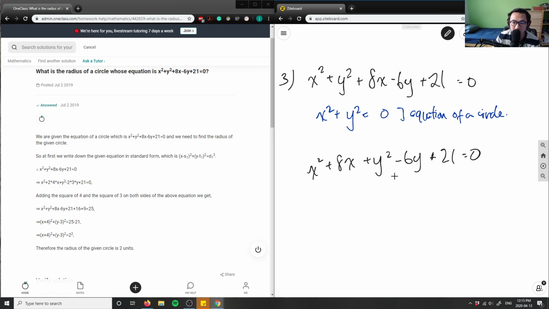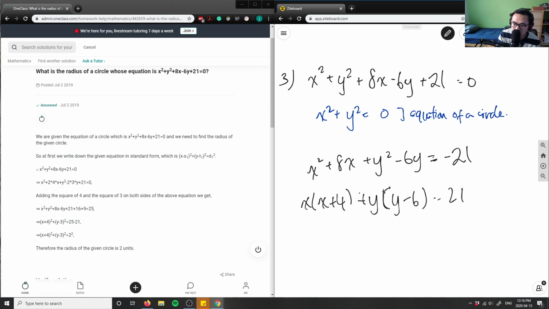And then what they're doing, actually, let me put 21 on the other side. So this here would be equals negative 21. I'm subtracting 21 from both sides, right? And then what they're doing is they're collecting like terms. They're going to factor out the first two terms here, common factor both sides, right? So I have x here equals x plus 4, plus y is y minus 6, y minus 6 equals negative 21, right?